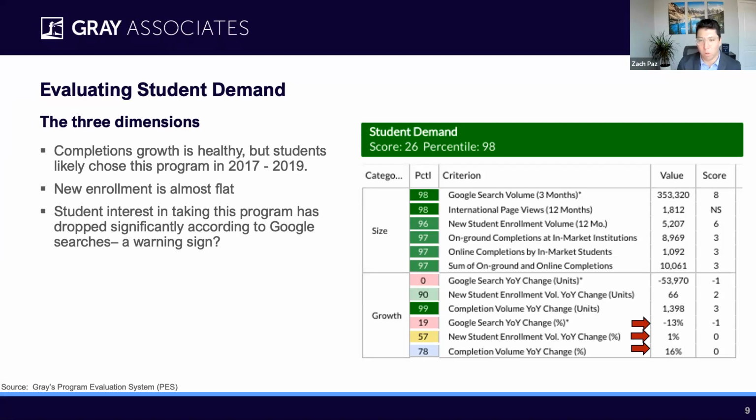Again, it's important to have multiple views of what's going on, not only from a volume standpoint to confirm the size of the opportunity or not. It could be a smaller program that you perform really well in, and that's absolutely fine. But also understanding what the trends in student demand are as well.